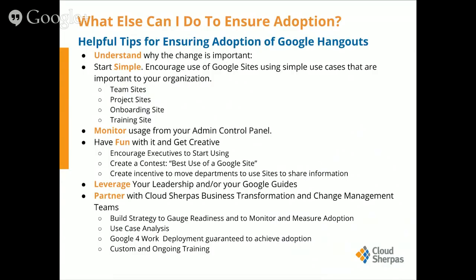So start simple. Really the best way is to encourage the use of Google Sites with very simple use cases that really apply to your organization. So maybe that's a team site like I mentioned. For teams that are already existing, you can create a site that would have a team calendar on it, that would have team documents, so you can embed a repository that maybe you're already using in Google Drive, but now you can have an easy way to access your calendar, your action items, trackers, all of your document repositories.